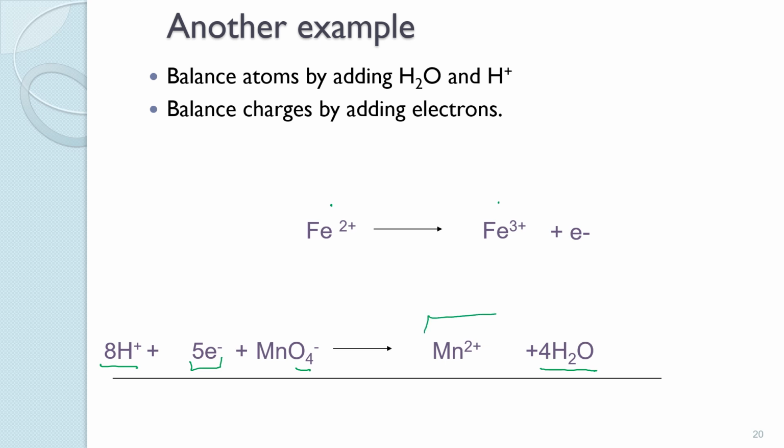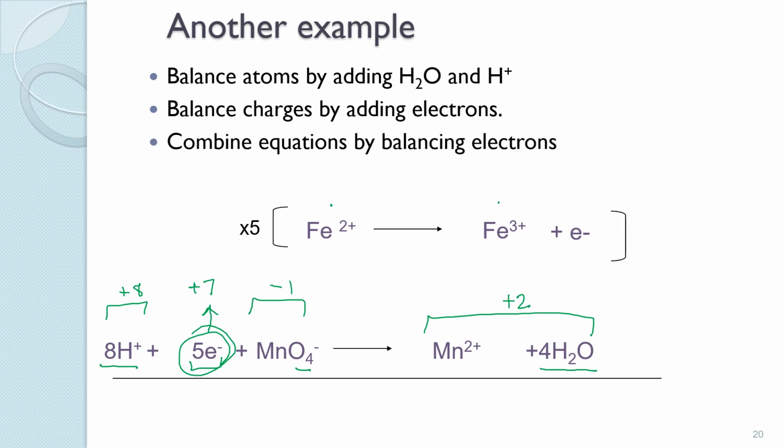On the right-hand side, my total charge is plus 2 plus 0. On my left-hand side, I have a plus 8 and a negative 1, so overall that's a plus 7. So what do I have to do? I have to add 5 electrons to make them equal. I always add electrons to the more positive side. In this case, to go from plus 7 to plus 2, I have to add 5 electrons. So that's where the 5 came from.